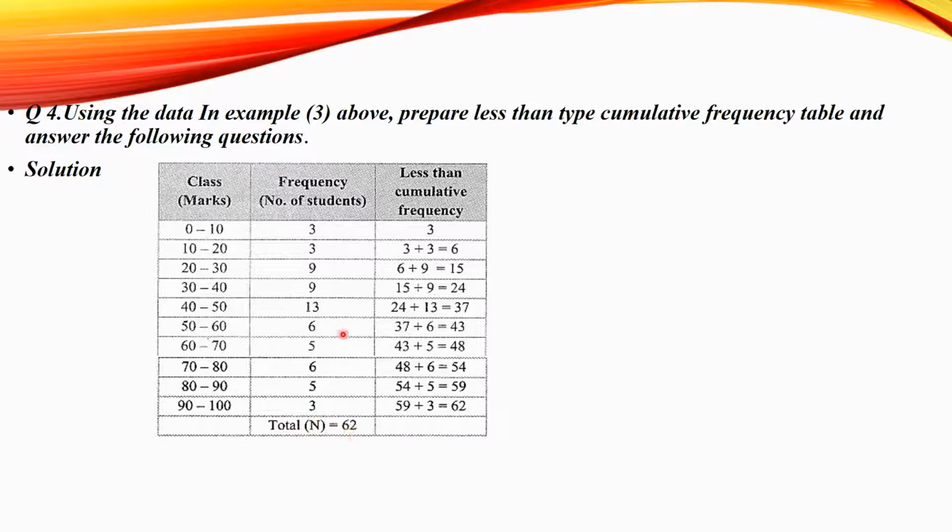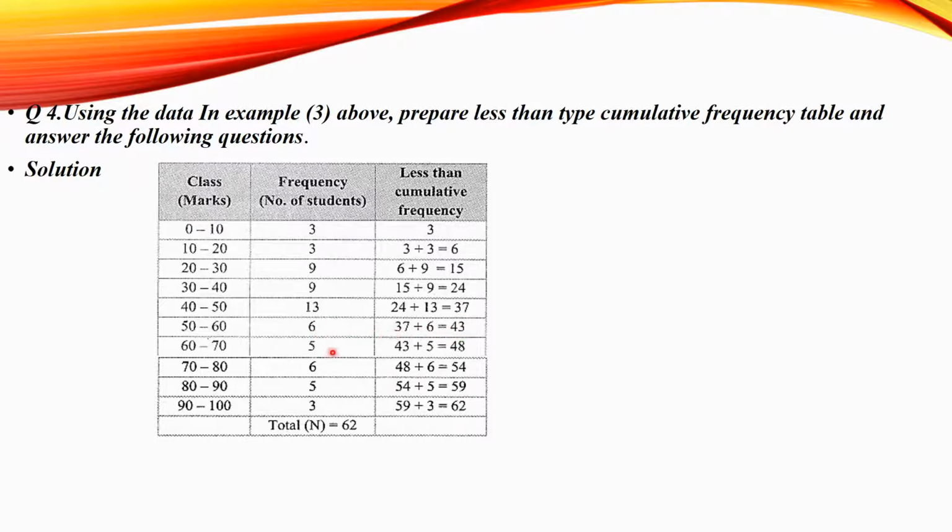We have to find less than type cumulative frequency. So in the first class it will be 3 as it is. Second class it will be 3 plus 3 is equal to 6. Next class it will be 6 plus next frequency, that is 9, is equal to 15. 15 plus 9 in the next row will be 24. 24 plus 13, that is the next frequency, the answer will be 37. 37 plus 6 will be 43.